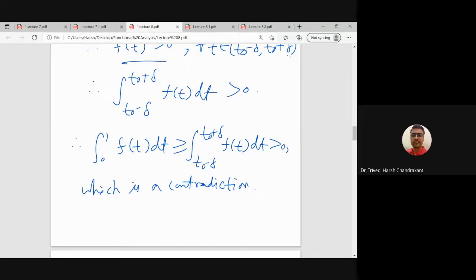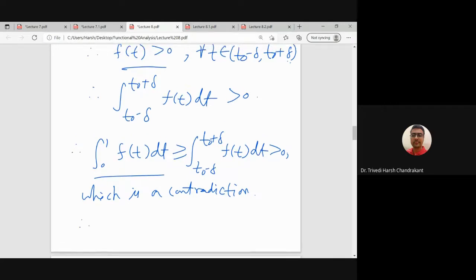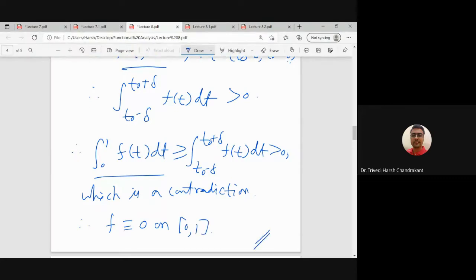Yeah, so this is a contradiction because in the statement it is given that the integration of f(t) is 0. This contradiction is coming from the assumption that f is not identically 0, so therefore f is identically 0. Okay, so this is a simple result from calculus.